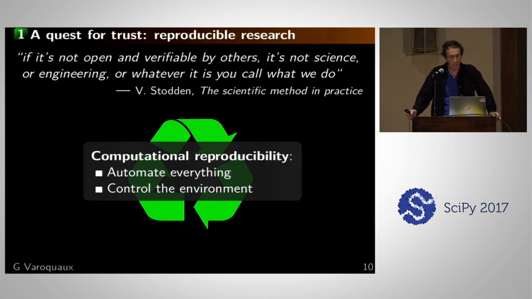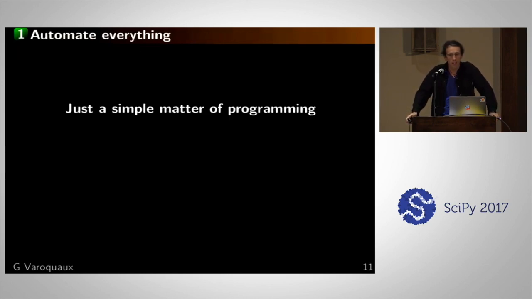So as I said, science faces a quest for trust. And this has often been labeled as reproducible science. Victoria Stodden says that if it's not open and verifiable by others, it's not science or engineering. People in computational science have been talking a lot about computational reproducibility. The idea being that if you automate everything and control the environment, things should be reproducible, right? So let's automate everything. And as my boss once said, it's just a simple matter of programming. That boss sitting right here.